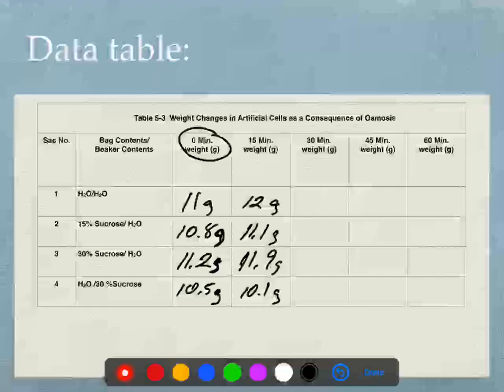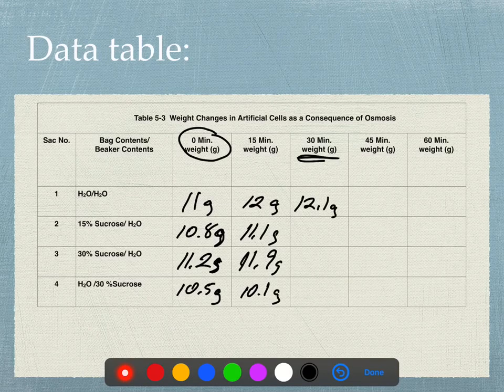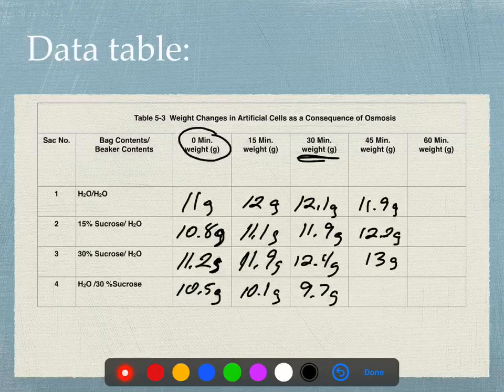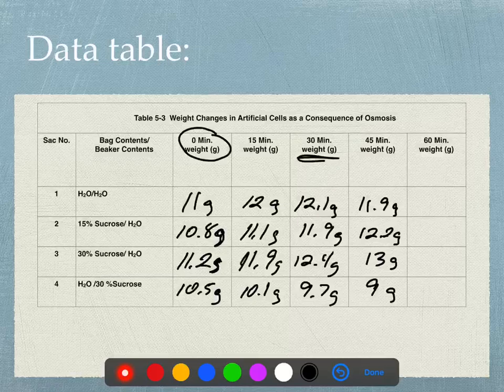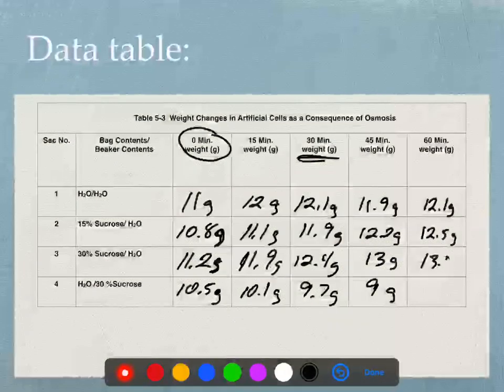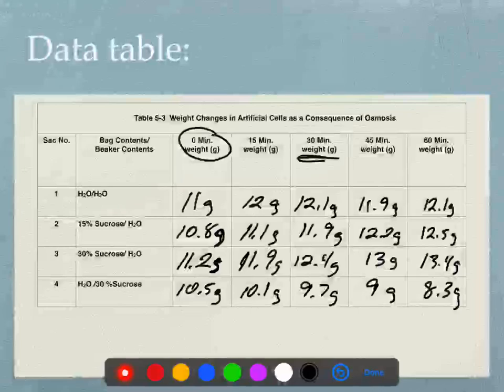All right, so we weigh them, we put them back into their respective beakers, and then we wait another 15 minutes, and now the total time elapsed is 30 minutes. We pull them out again, and we weigh them. And maybe we find this: 12.1 grams, 11.9 grams, 12.4 grams, 9.7 grams. And we repeat again at 45 minutes: 11.9 grams, 12.2 grams, 13 grams, 9 grams. And then finally, 60 minutes later: 12.1 grams, 12.5 grams, 13.4 grams, and 8.3 grams.